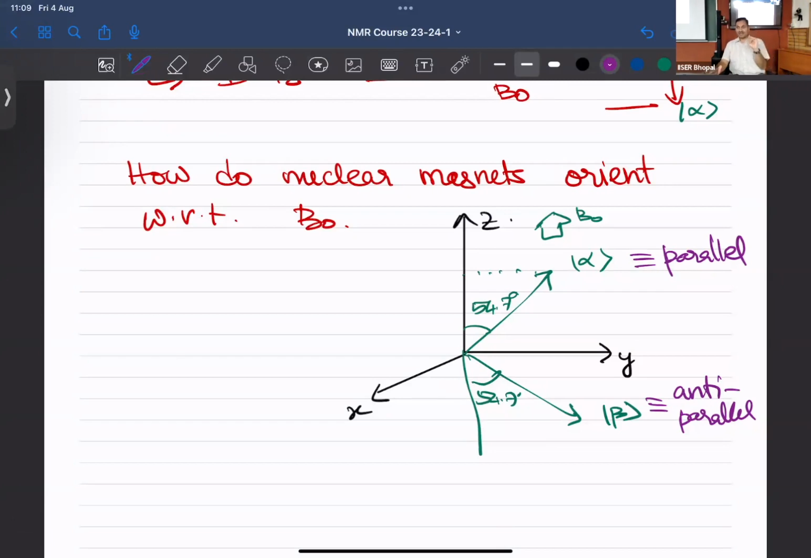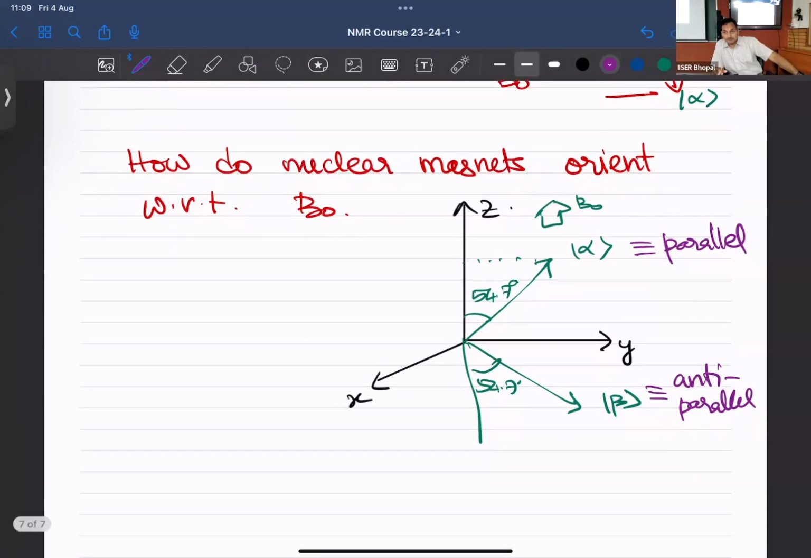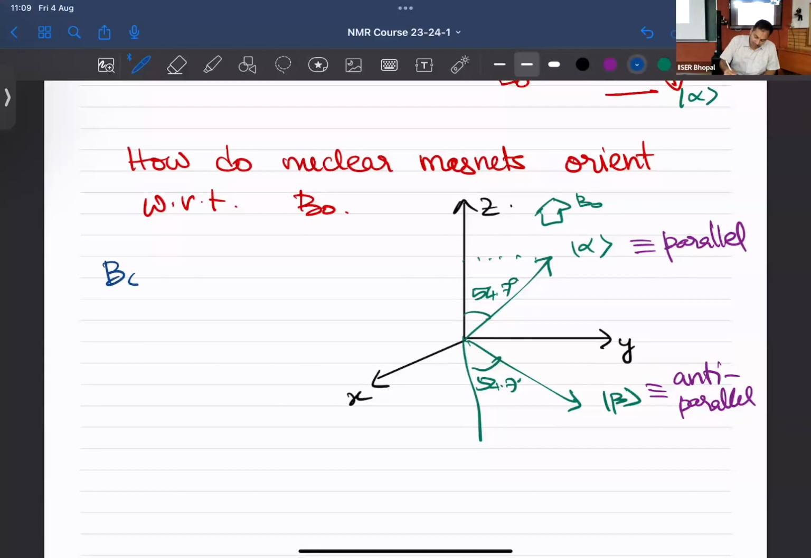And each of the states ends up orienting itself at an angle with respect to the applied B naught magnetic field. So the angle never changes, even if we increase the magnetic field. The angle will not change when you change the magnetic field. That's right. We will look at what will change when you change the magnetic field right now, right? Something else will change, but the angle of the spin state with respect to the externally applied magnetic field will not change.